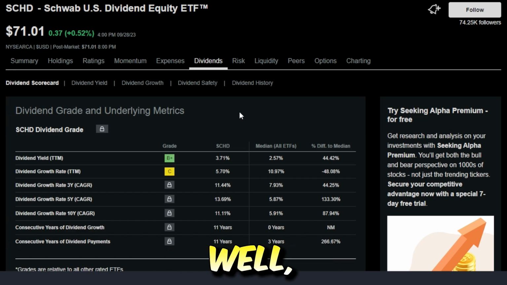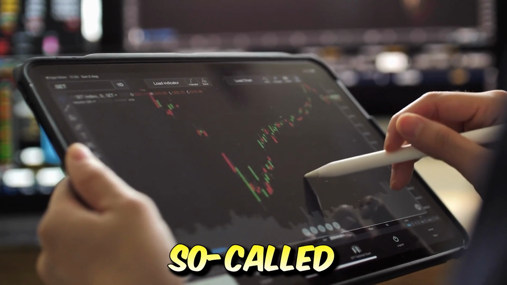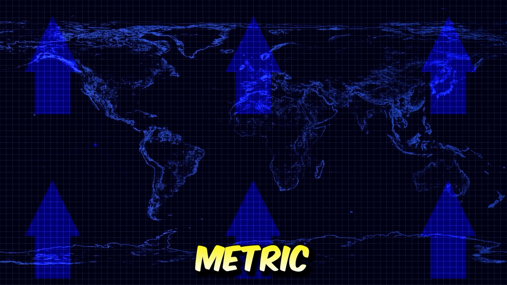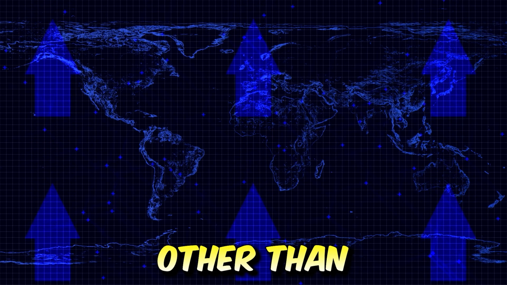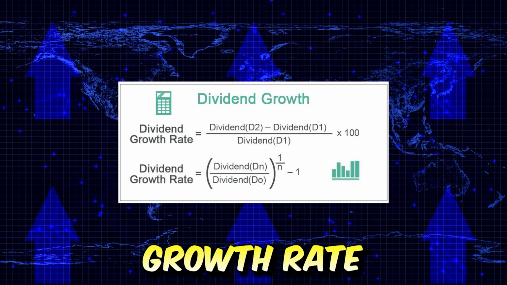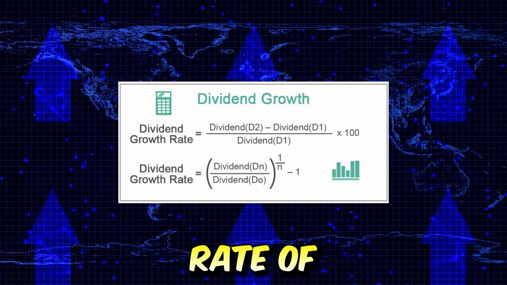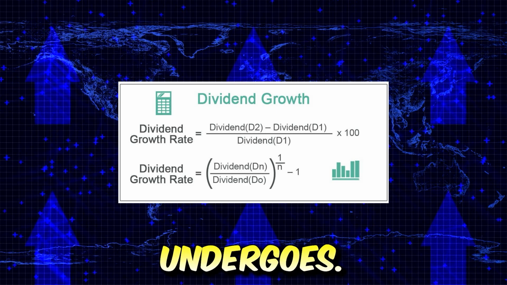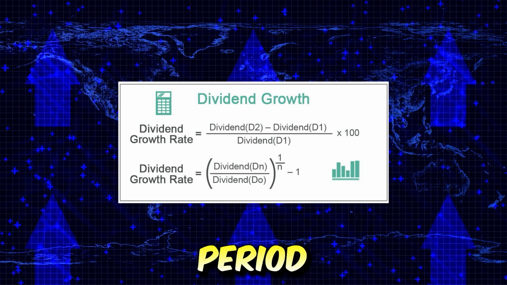So now you might be asking, well, that's great. What exactly is the so-called cheat code when it comes to dividend growth investing? What in the world is this metric? The cheat code or metric we're talking about is none other than dividend growth rate. The dividend growth rate is an annualized percentage rate of growth that a particular stock or ETF's dividend undergoes compared to the 12-month period before that.